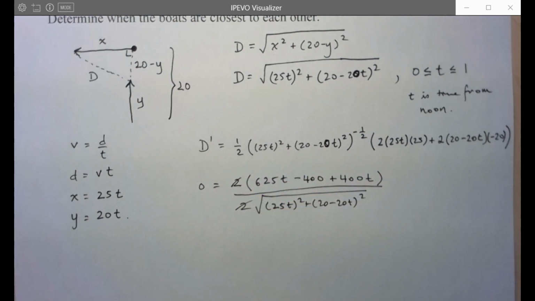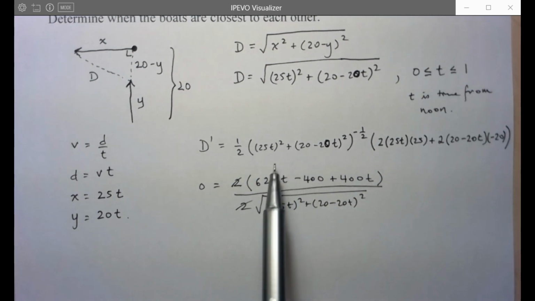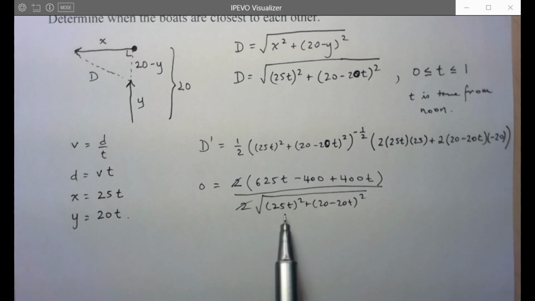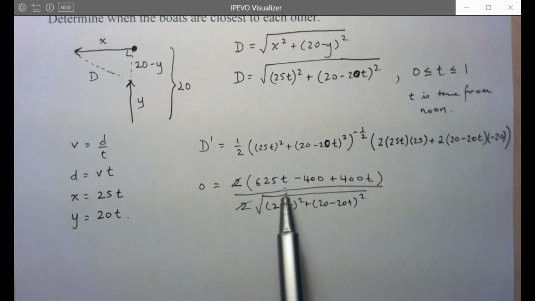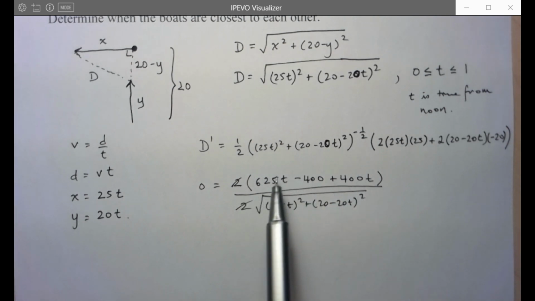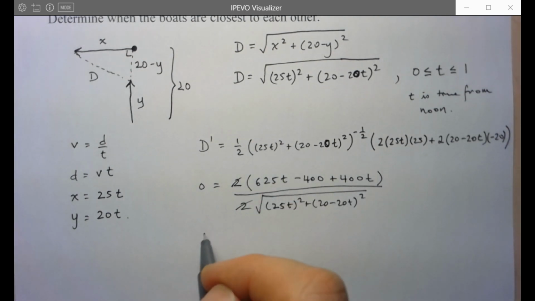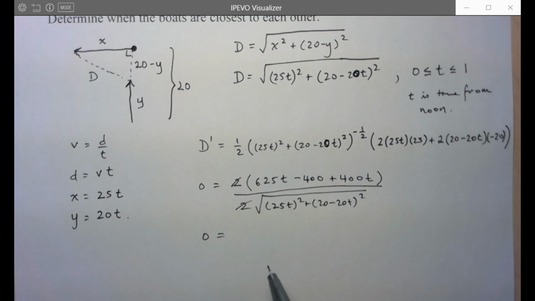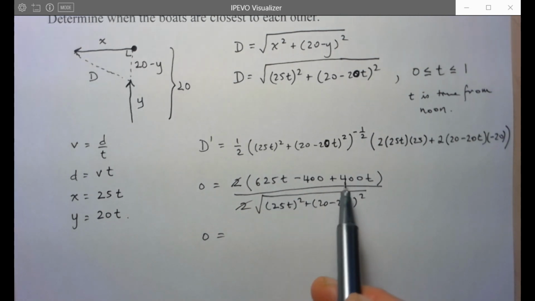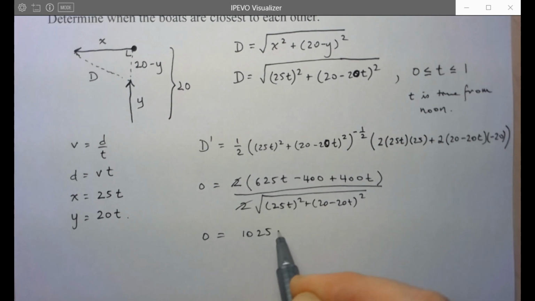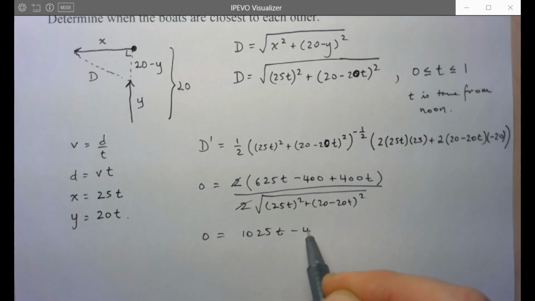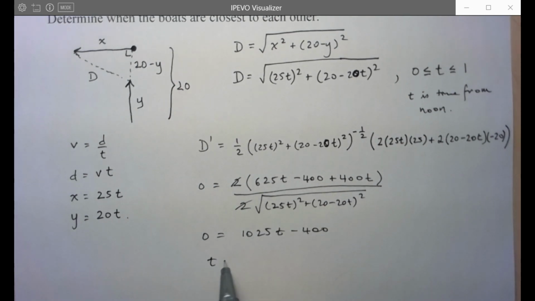Now it's actually kind of nice because this whole thing in the denominator is not going to come into play. While this looks kind of ugly and complex, in the end, because it's a fraction and I want to determine when the fraction is equal to 0, I just have to work with the numerator. So I just have to determine when the numerator is equal to 0. So here, what do we have? 625 plus 400, that's going to be 1025t minus 400. So let's solve for t.